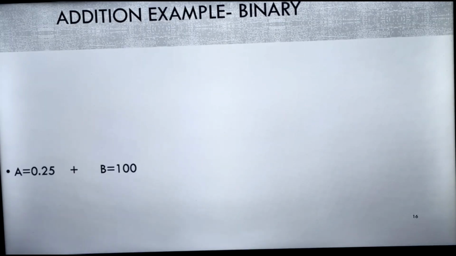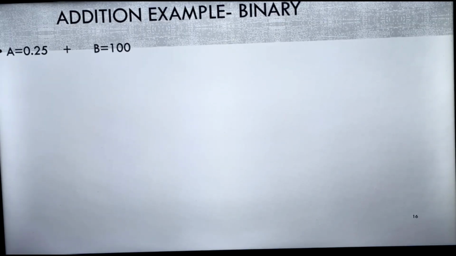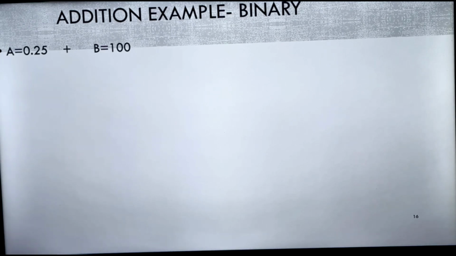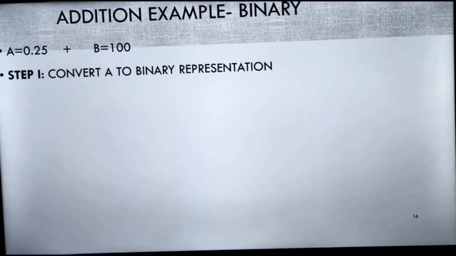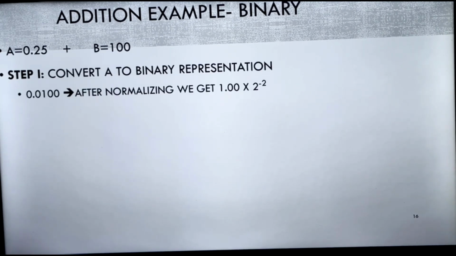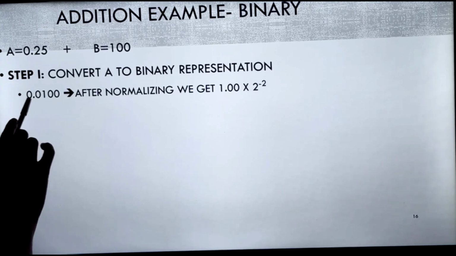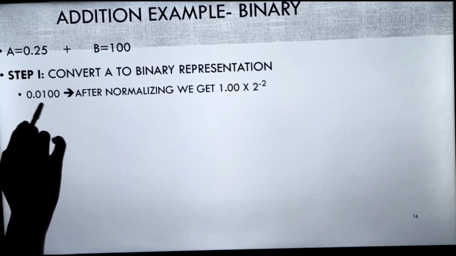So the next example is add 0.25 with 100. A is 0.25, B is 100. What is the first step? Convert A, whatever A I have, to binary representation. Do it. 0.25, if you convert it to binary, it will look like 0.0100, because I don't have anything in the integer part, right? So this is the number I got after converting to binary.